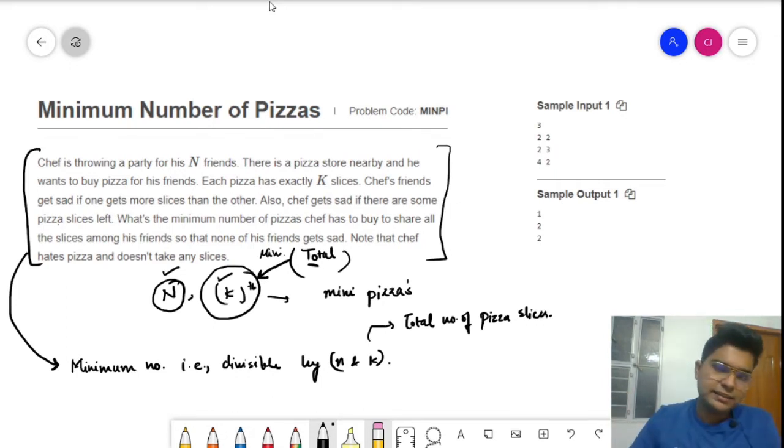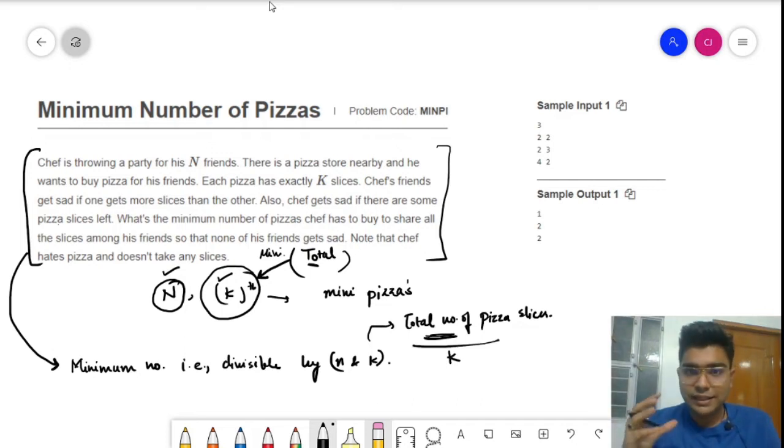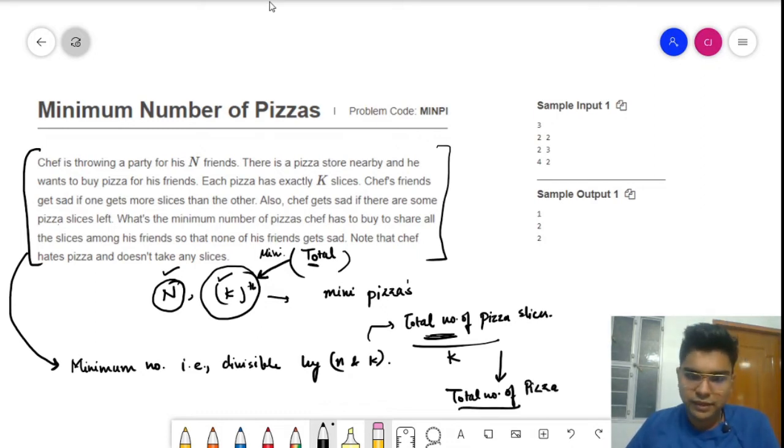If we get this answer, it will be very easy for us, because we get the total number of pizza slices. And if we divide that by k, that is, each pizza has this many slices, we get the total number of pizzas that is required. That is the final answer. So the problem statement is this only.